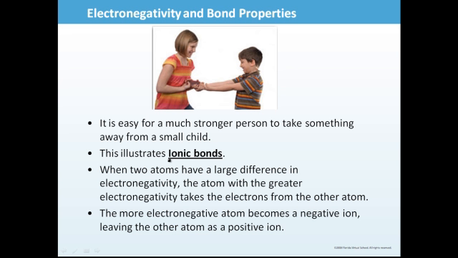So we have that transfer again that we talked about a moment ago. There's a transfer of electrons from one atom to the other. When they have a large difference in electronegativity, the one with the greater electronegativity is the stronger person. The one with the smaller electronegativity is the weaker person. So the one with the stronger electronegativity is going to take that electron, and as a result, it's going to be the negative ion. The other one, because it's lost its electron, is going to be the positive ion. Then the bond forms between them, making the ionic bond.